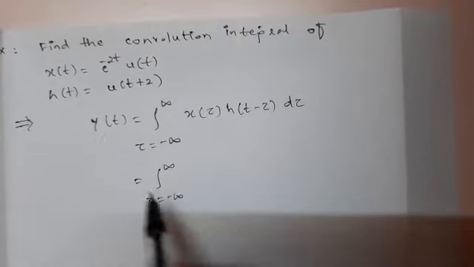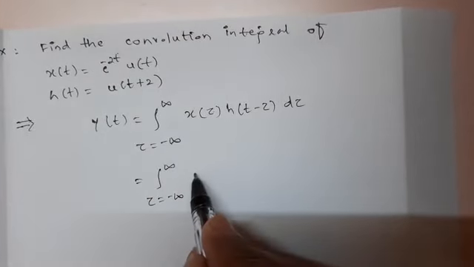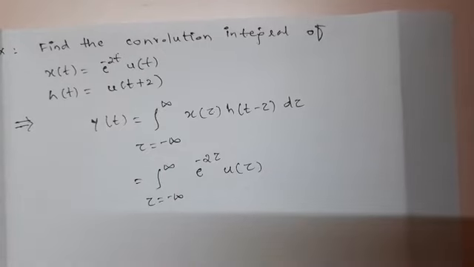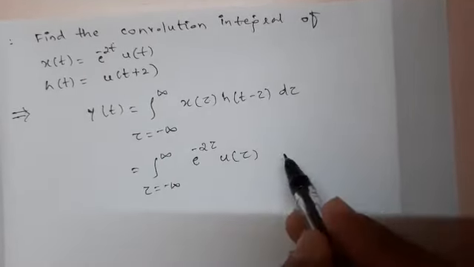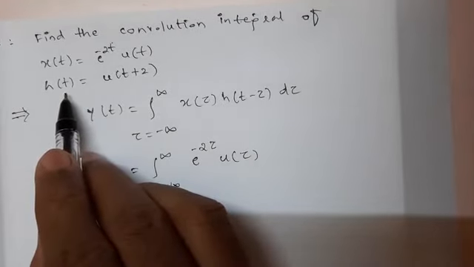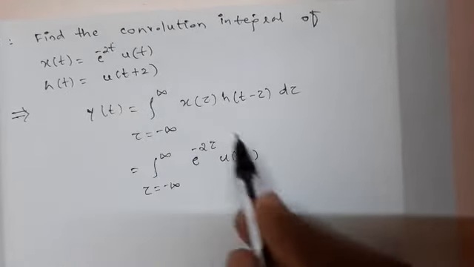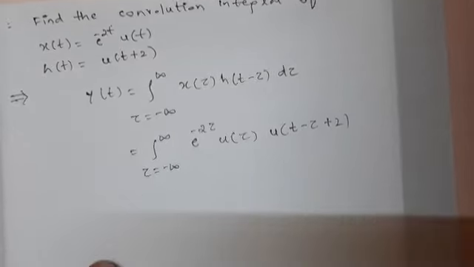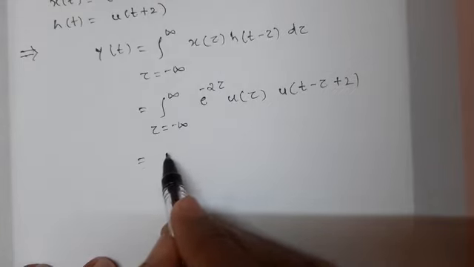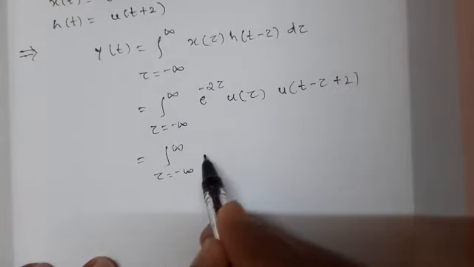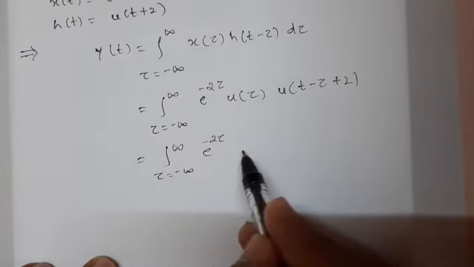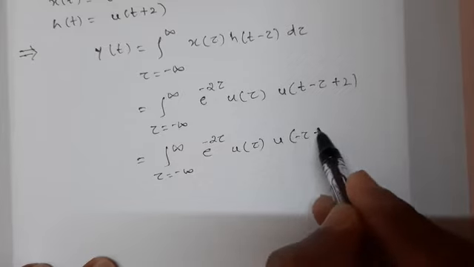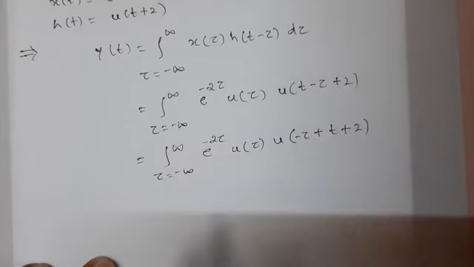x of tau: replace t by tau, so e to the power minus 2 tau u of tau. And what is h of t minus tau? Replace t by t minus tau. So when you replace t by t minus tau, this will be u of t minus tau plus 2. For simplification and understanding, you can now write it as the integral from minus infinity to plus infinity of e to the power minus 2 tau u of minus tau plus t plus 2.